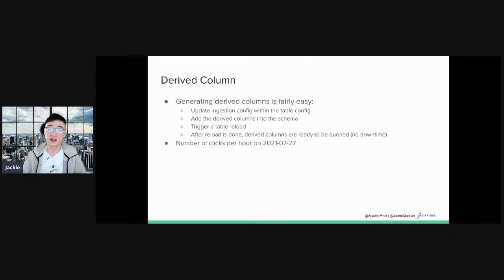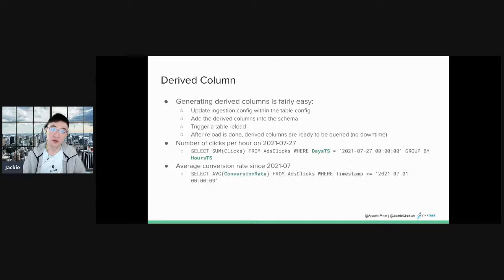So let's take another look at the two examples shown before. With a derived column, in order to get the number of clicks per hour on 2021 July 27th, the query will look exactly the same as querying a regular column. Here we can directly use the days timestamp and hours timestamp. Similarly, for the average conversion rate, I can directly do an average on the conversion rate.